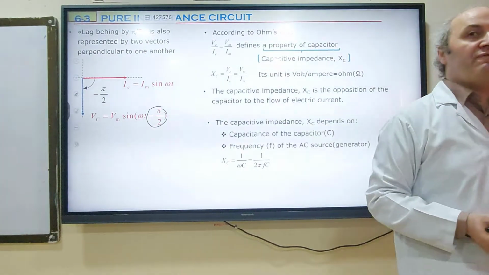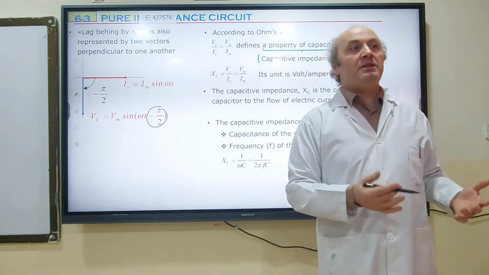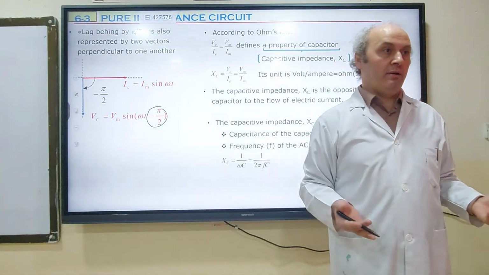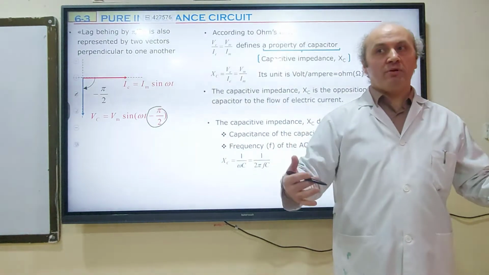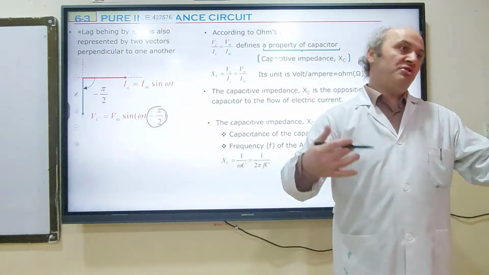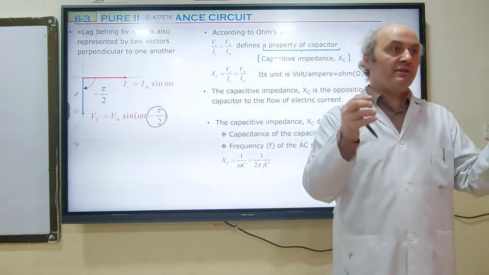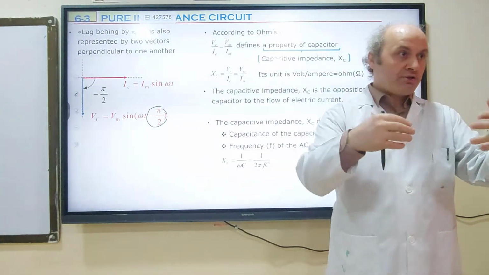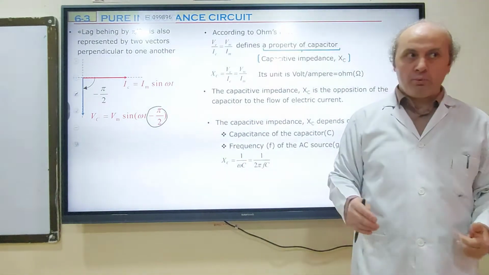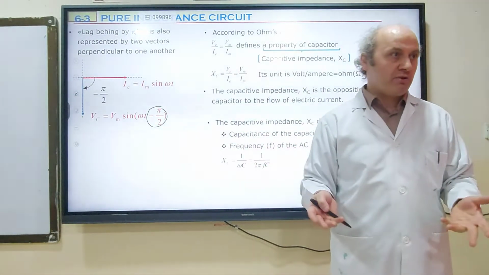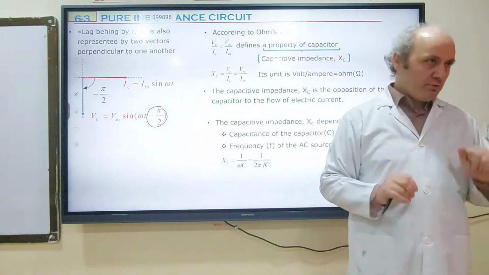In here, potential difference is 0 at the beginning because the capacitor is empty. Yes, that's why potential difference initially is 0. As time goes, of course, it becomes charged. As it charges, potential difference increases. However, because it is charged, electric current decreases. Finally, it's completely charged. Potential difference gets maximum value. Because it's completely charged, electric current becomes 0. Again, they are out of phase by pi over 2.